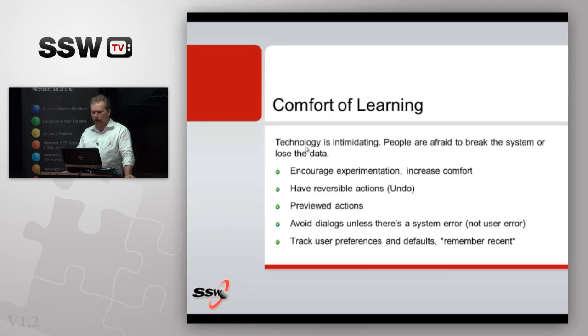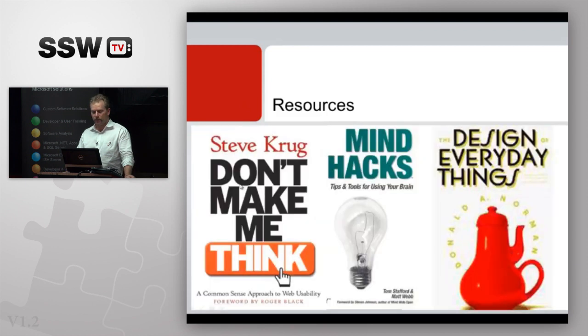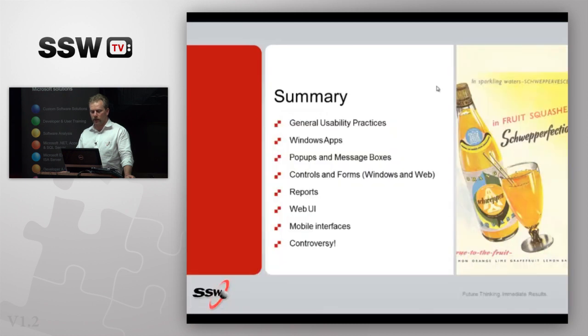Okay, so in summary, comfort of learning, encourage experimentation, reversible actions, previewed actions, avoid dialogues, and remember their preferences. Lots of stuff. This all came from my rules. Go and have a look. Send me corrections if you find any. Here's a few books. Steve Krug, Mind Hacks, and Design of Everyday Things. So even more tips than those. So that's my summary. Hopefully we covered heaps.